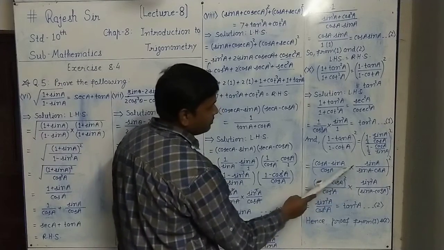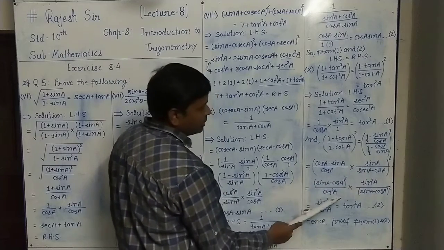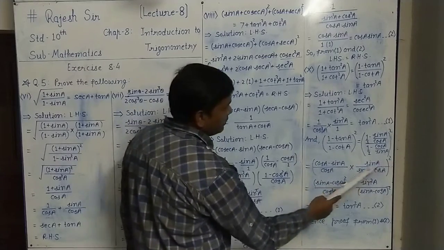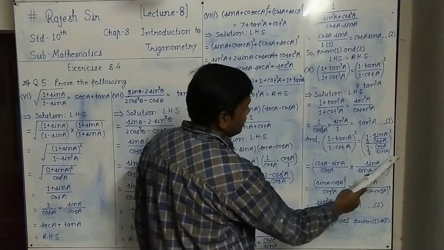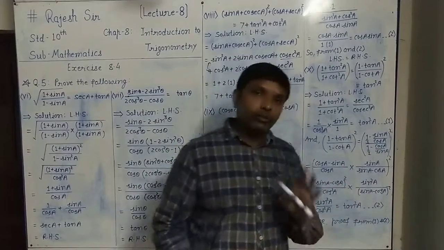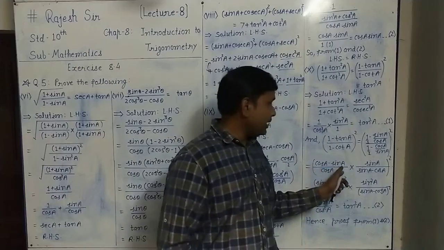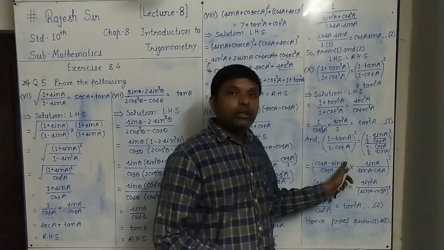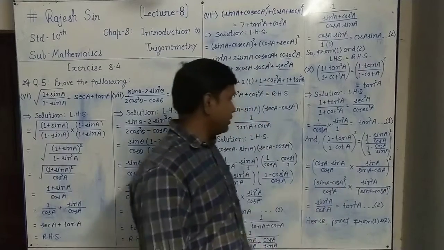Given to this term. To this term also, upon cos A the whole square is given, so cos square A, and this square is given to sin, so sin square A. Upon sin A minus cos A also the square is given. So this square is given to each and every term. As well, we have to understand that cos A minus sin A the whole square is equal to sin A minus cos A the whole square. So we have written this way.